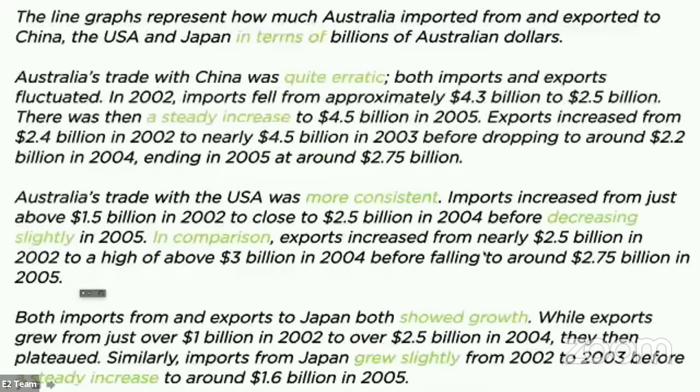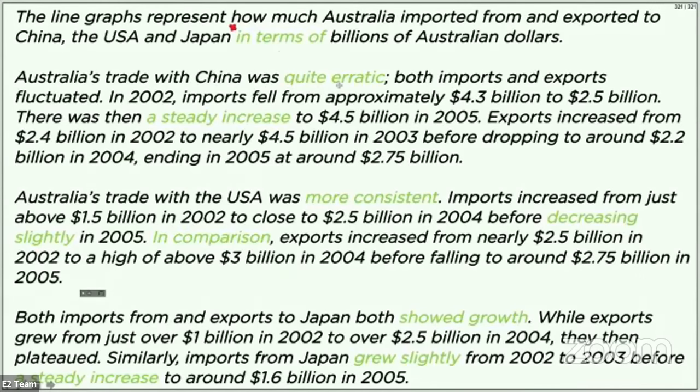So let's look at these natural sounding phrases. So here is the one I showed you before: in terms of, it's just a phrase, quite erratic, a steady increase, more consistent, decreasing slightly, in comparison, showed growth, grew slightly, and again, a steady increase. So what have we got here? Well, here we've got an adverb adjective combination. Here we've got an article adjective noun. This is a noun, this is an adjective. So that this describes that noun, a steady increase.